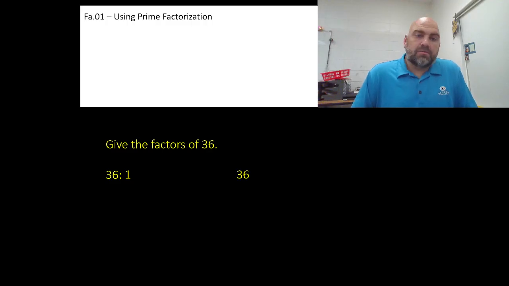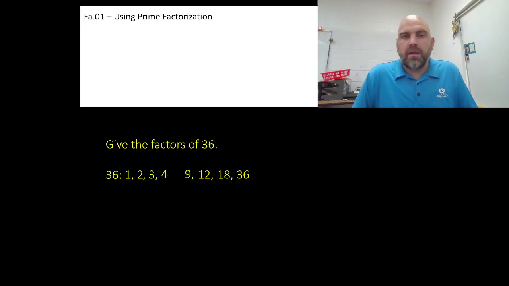The next grouping, well, does 2 work? Yeah, we could do 2 and 18. So those are also factors of 36. They both divide evenly into 36. Then we have 3 and 12, and we have 4 and 9, and finally we have 6 and 6, which because they're the same number, we're just going to leave as 6. There are a finite, not infinite, number of factors of any number.